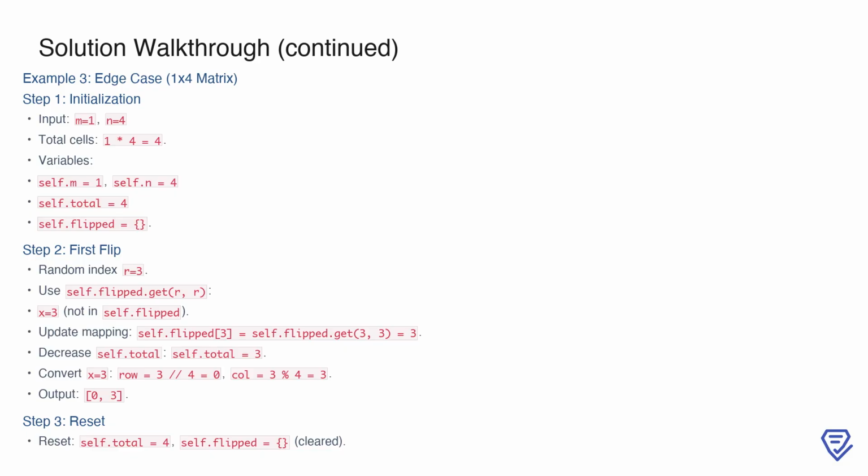For the first flip, a random index is generated, such as r equals 3. Using self.flip.get(r), we find that r equals 3 maps to itself, so x equals 3. To update the mapping, we set self.flipped[3] to the value of self.flip.get(3), which remains 3. This ensures that index 3 is marked as flipped. We then decrement self.total by 1, making it 3, and convert x equals 3 to 2D coordinates. Since the matrix has only 1 row, the row is 0, and the column is 3, giving the output 0, 3. Afterward, resetting the matrix restores self.total to 4 and clears the flipped dictionary, allowing for another fresh start.